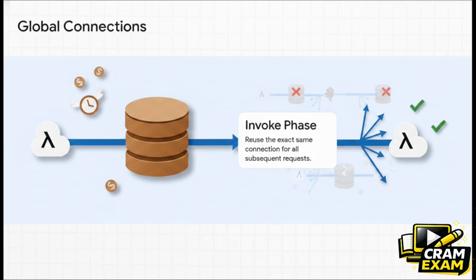To fix this, you absolutely must initialize your heavy dependencies and database connections globally, outside the handler function. When Lambda spins up an execution environment during the init phase, it establishes the database connection exactly once. Then, during the invoke phase, every subsequent request reuses that exact same connection. Your API latency drops, and your execution costs plummet.